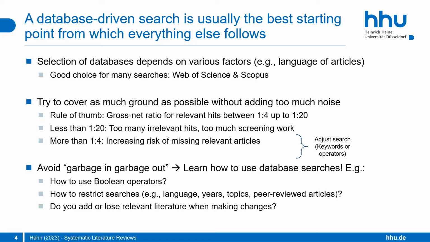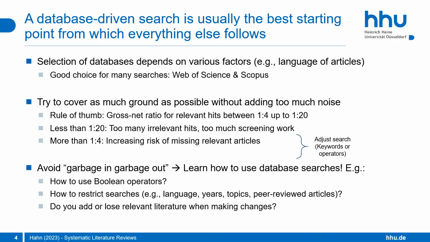So as a first rule of thumb, I'd usually look at a gross to net ratio of relevant hits to irrelevant hits for your database search of 1 to 4 up to 1 to 20. So you have to do quite a bit of manual combing through the results to see whether they are really relevant for you or not. If you have a ratio of less than 1 to 20, then there are really many irrelevant hits, and that of course intensifies the screening work that you have to do.